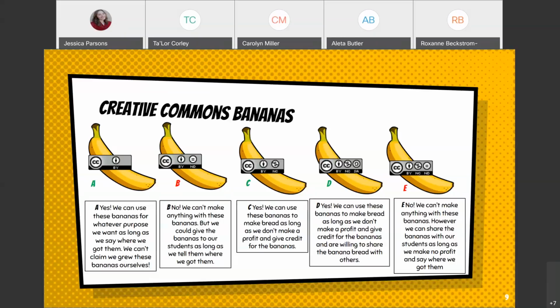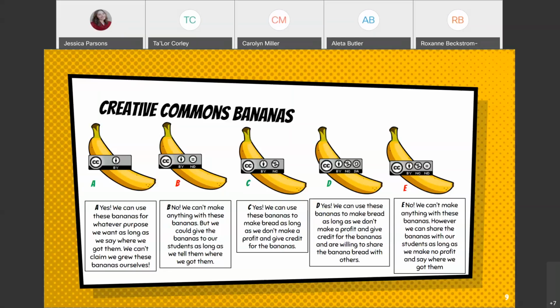B, we can't make banana bread out of banana number B, letter B, excuse me. So we can't make anything with those bananas because it's non-derivative. But we can give those bananas to our students as a snack, as long as we let them know where we got them from.